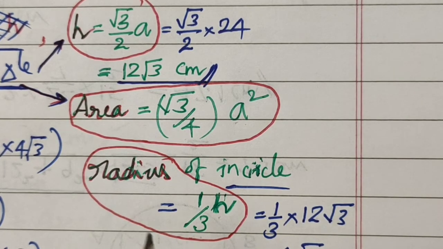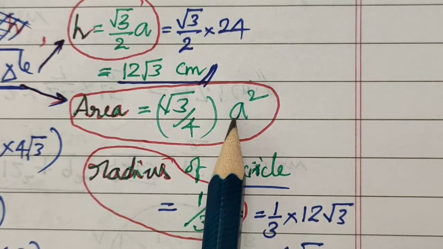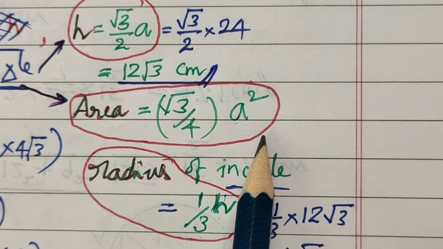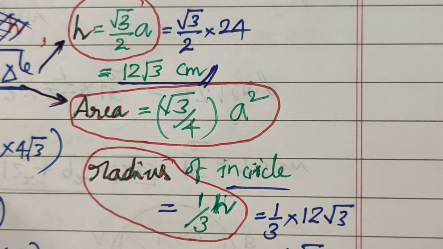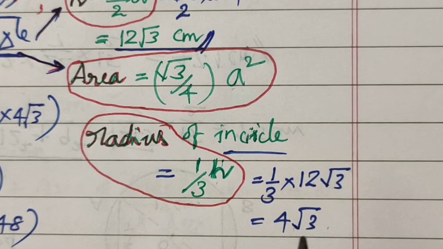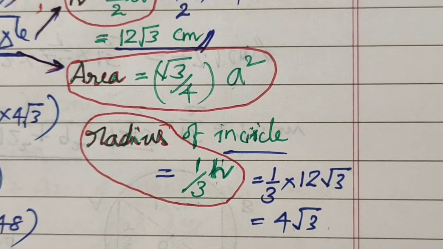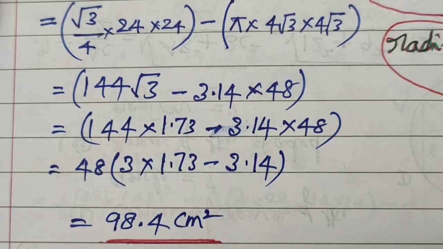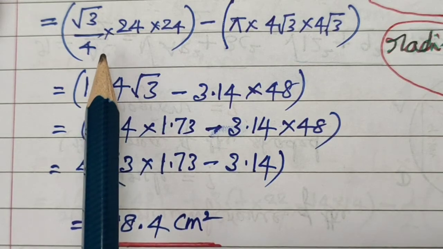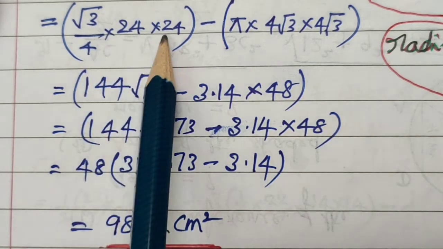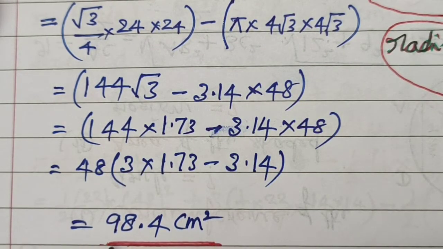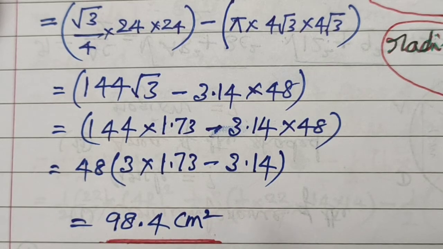Area of triangle ABC is equal to root 3 by 4 into a square, substituting the value, minus the area of the incircle, that is pi r square, where r is 4 root 3, so 4 root 3 into 4 root 3. By using these values, we can find the area of the shaded region. The area of the shaded region is equal to the area of triangle ABC, root 3 by 4 a into a, minus pi r square, pi into r into r. After calculations, we got the area of the shaded region as 98.4 centimeters square.